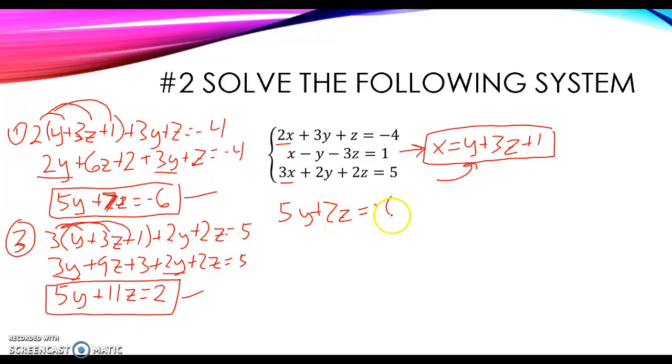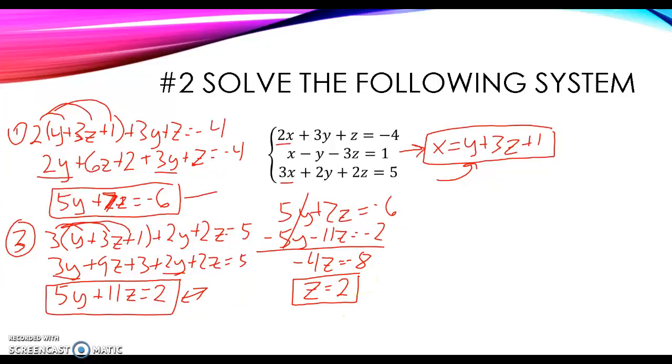And then I'm going to take this equation here and multiply it times negative 1. So I will have a negative 5y minus 11z equals negative 2. Now when I add these together, my y's are going to cancel. 7z minus 11z is negative 4z. And that's going to equal negative 6 plus negative 2 is negative 8. And if I divide by negative 4, z is 2.